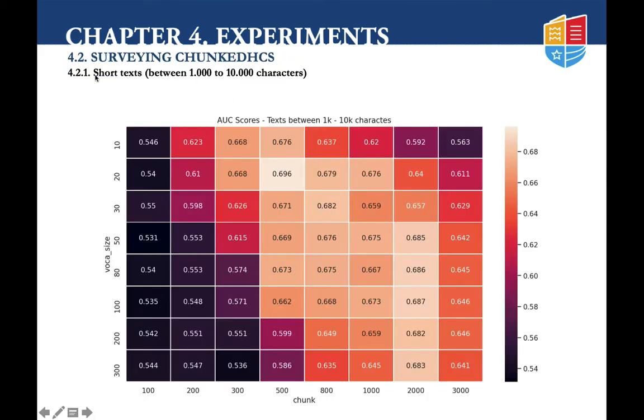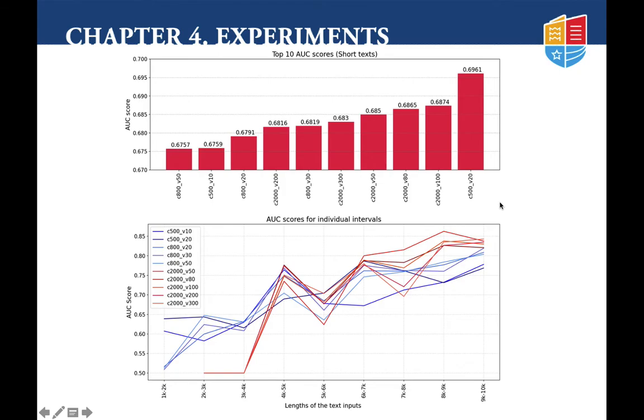Now, coming to surveying the short text, I have the vocabulary size choices here and the chunk size choices here, and there is the heat map of the AUC score for the short text. The brighter the color here, the higher the AUC score compared to the darker one. Here are the top 10 chunk size and vocabulary size combinations for the individual text intervals.